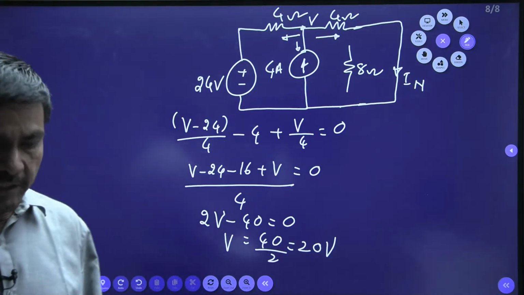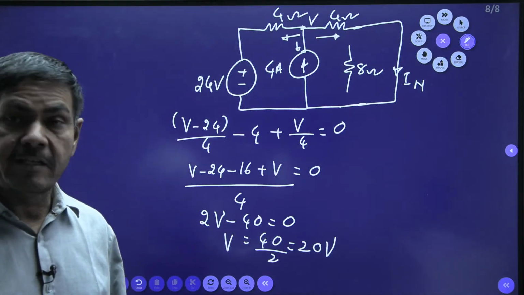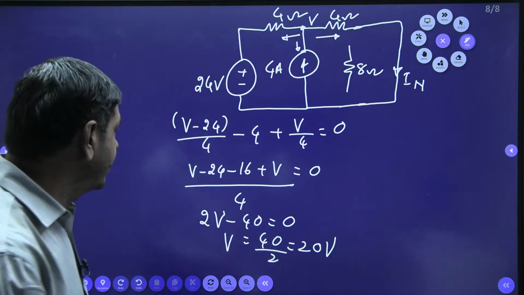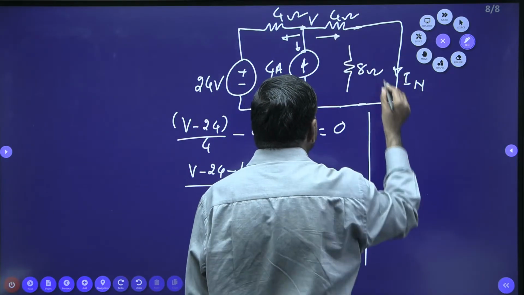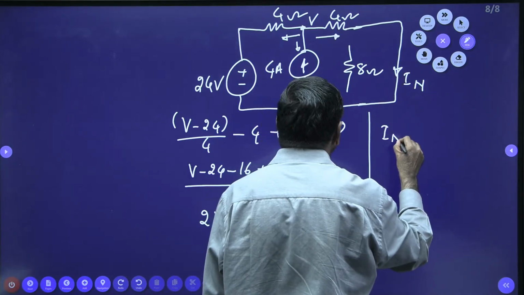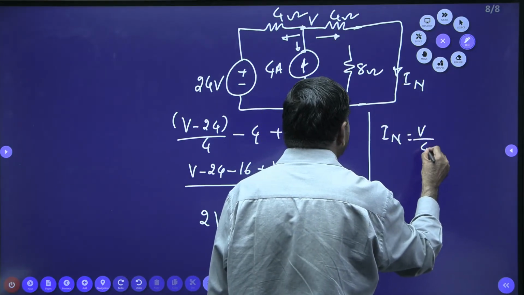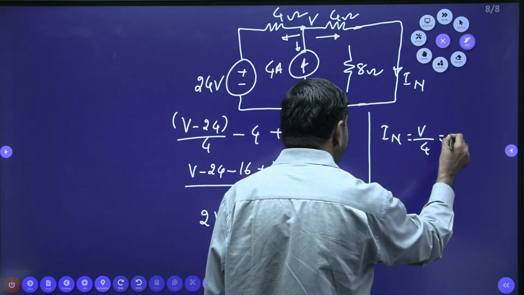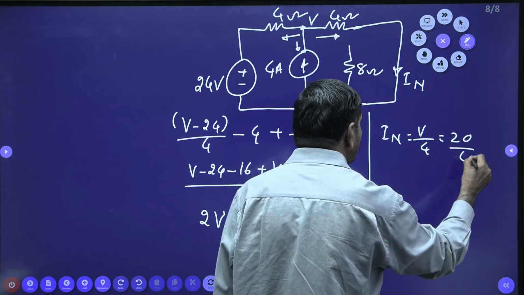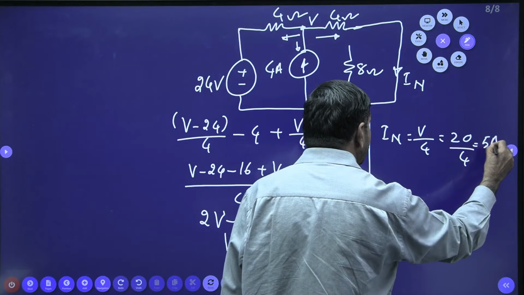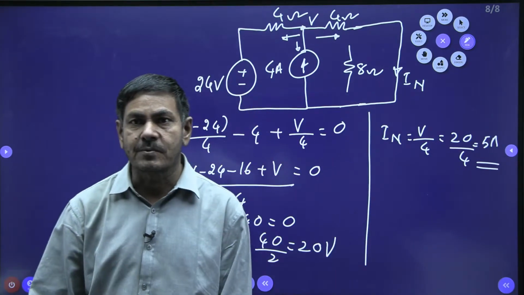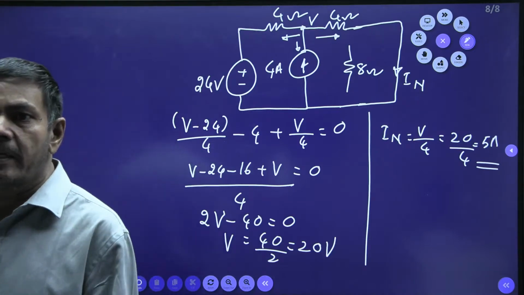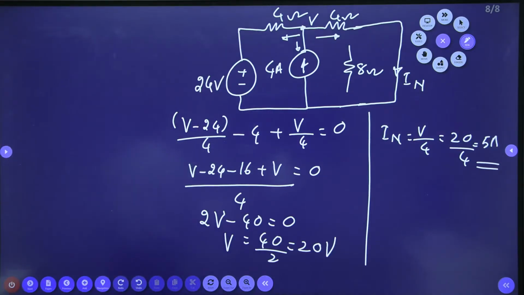In that case, you can determine the IN value. Yes, you are getting IN 5 amperes. Exactly correct. IN is nothing but the current across these 4 ohms. IN is nothing but V by 4. V is nothing but what? 20 divided by 4. I can get 5 amperes of current in this direction. Yes, we got IN equal to 5 amperes only. That way you can determine this current.